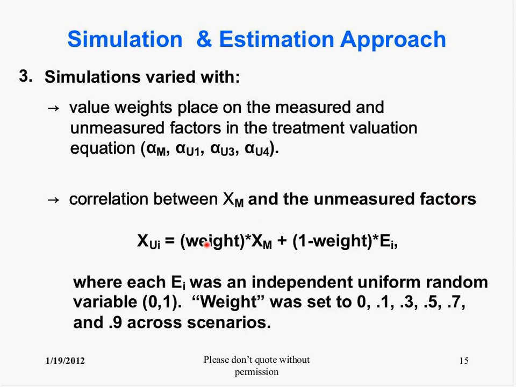And so, for example, for each measured factor I, XUI, we said that that can be defined as weight times XM plus 1 minus the weight plus a random component. So each EI was an independent uniform random variable 0, 1, and we had a total of 6, where we varied weight. The higher weight became, the more our unmeasured variables were correlated with XM, our measured variable.